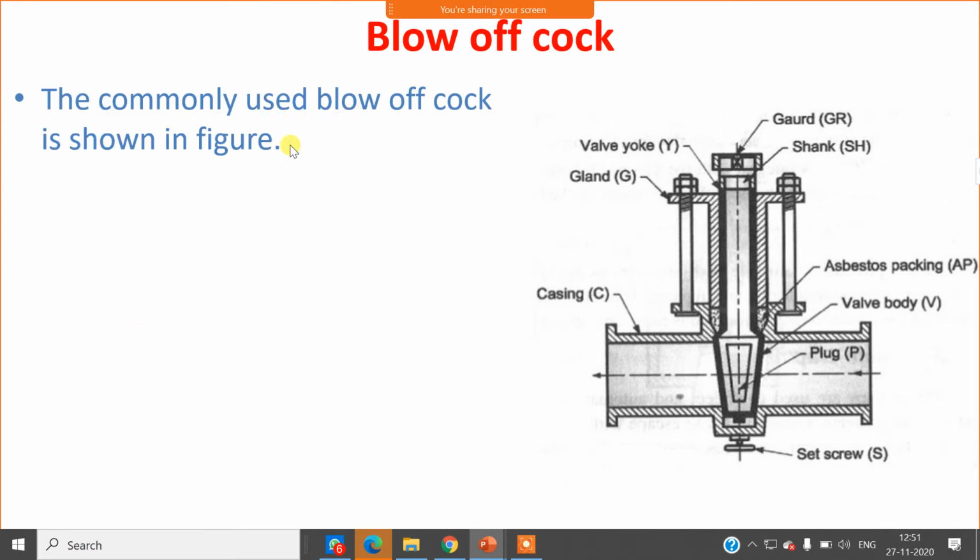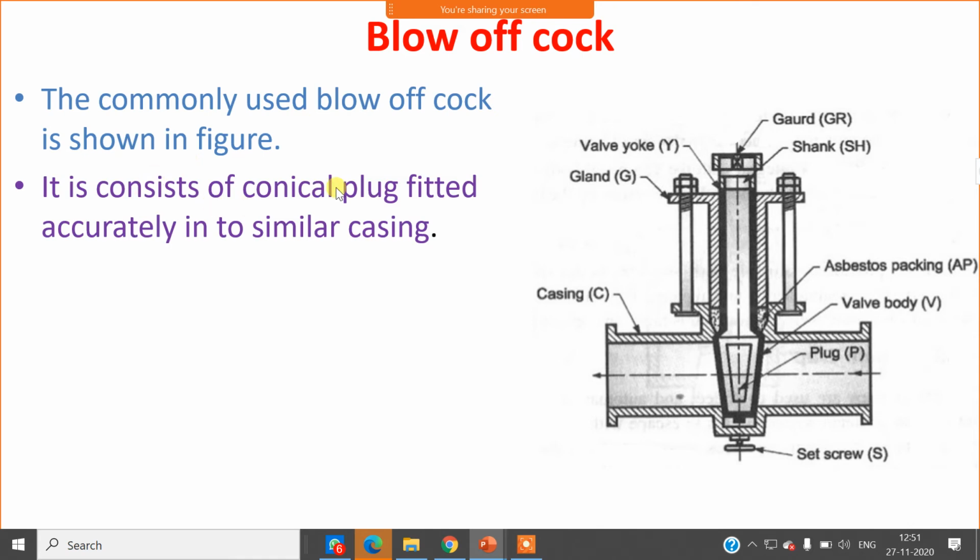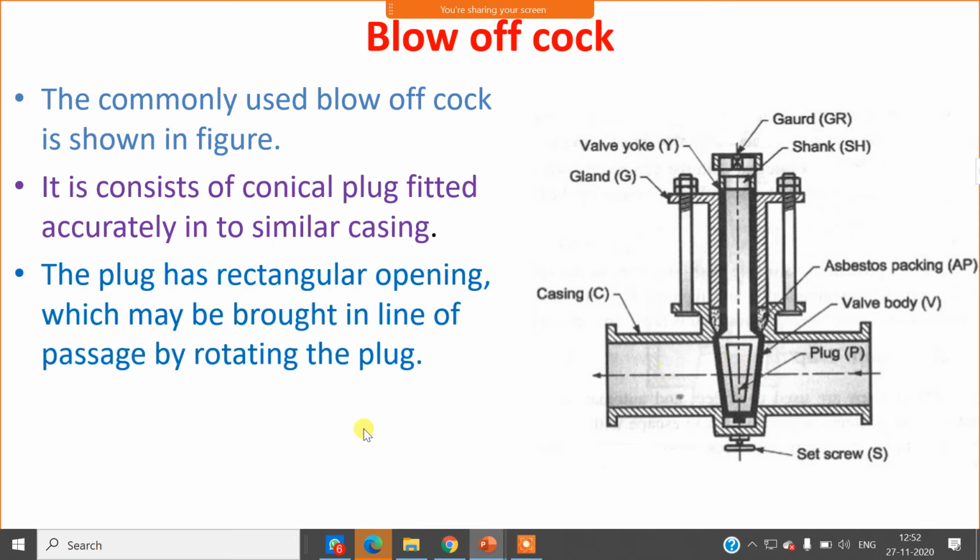The commonly used blow off cock is shown in the figure. It consists of a conical plug fitted accurately in a similar casing. This is the casing, and this conical plug is fitted in the casing. The plug has a rectangular opening, which may be brought in line for passage by rotating the plug. When this plug is rotated, this rectangular opening matches the opening of the casing. When the opening of the casing and this rectangular opening match, then water is removed from the boiler.